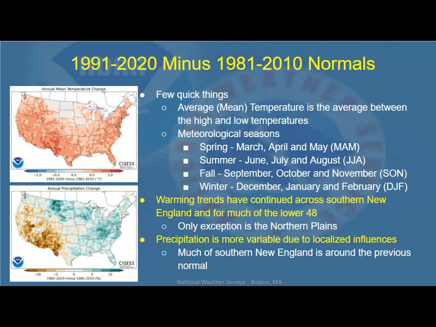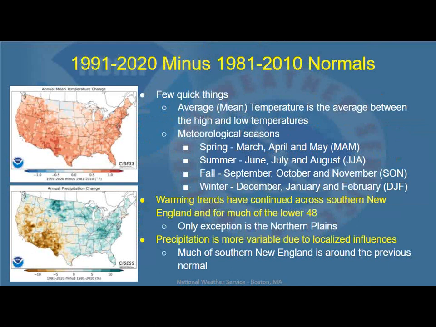So let's take a look at the differences between 1981 to 2010, which I call the old, and 1991 to 2020, the new normals. But before I get into the images, just a few other things. When we're talking about the average or mean temperature, it is the average between the high and low temperatures. So anytime you see these images with average mean temperature, it's an average of the high and low temperatures, and then that would be over the entire year, being annual.